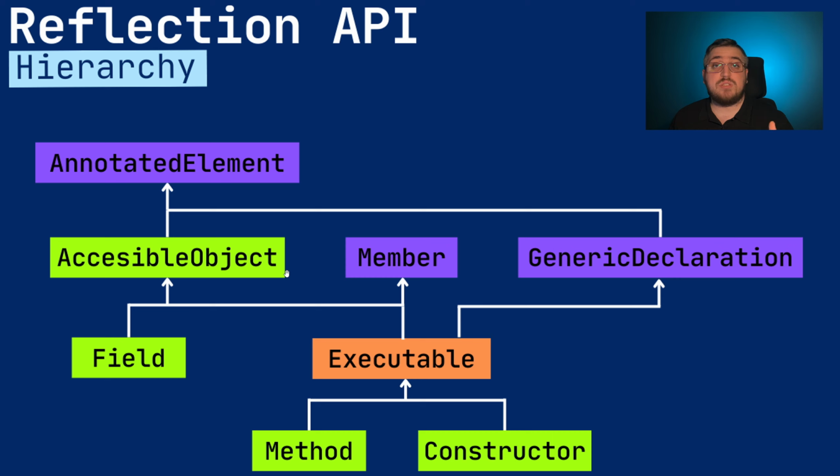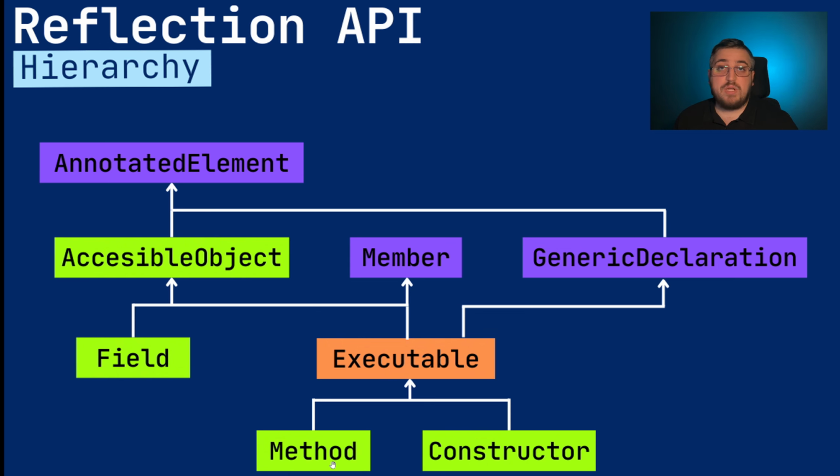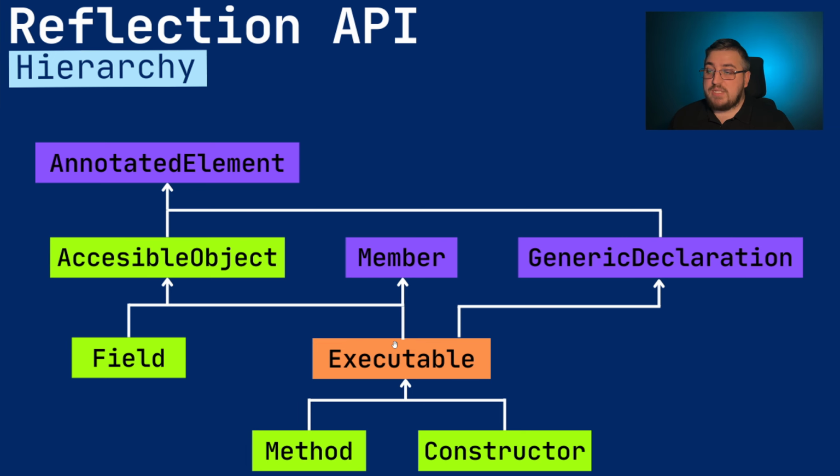Accessible object allows us to override these modifiers, like with the function setAccessible(true). And field implements a member interface. If you look at method or constructor, we can see that they extend the abstract class executable, that has this invoke method that can be called to execute the function or constructor. But the executable implements member and also extends accessible object. We see that we have already two common things that we could use. It's just a matter of which abstraction is more needed for us.